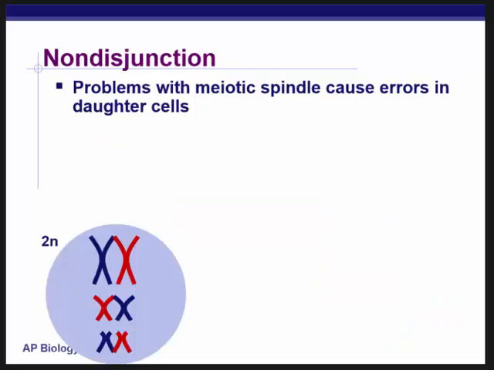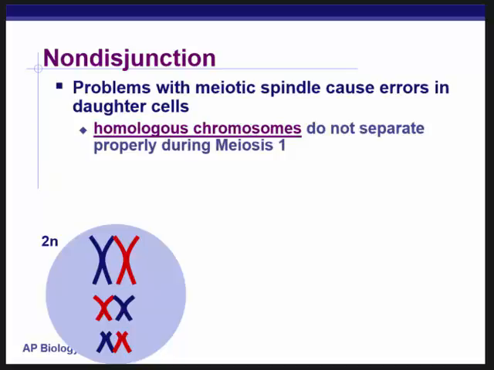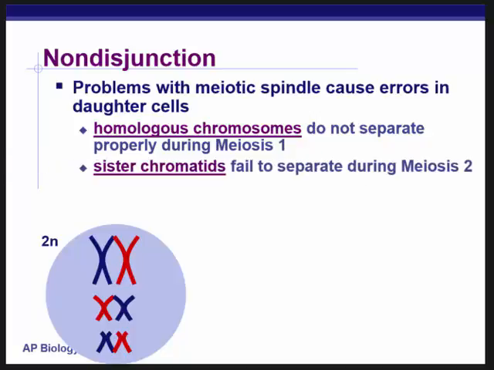So non-disjunction happens when there's a problem with the meiotic spindle, and it causes an error in the number of chromosomes in each daughter cell. So for instance, the homologous chromosomes don't separate properly during meiosis 1, or it could also happen if the sister chromatids fail to separate during meiosis 2. And you end up with either too many or too few chromosomes in a given gamete.